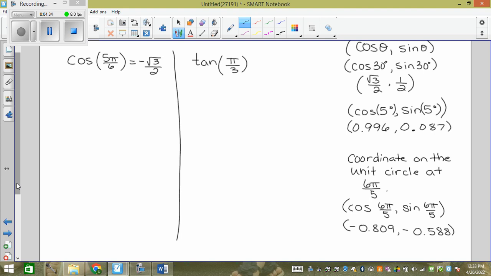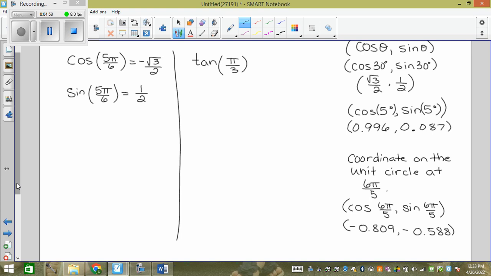Now if I asked you, so we were always giving coordinates because I asked for the coordinate, but now we're going to go over ones where it's singular. So say I ask you for sine of 5 pi over 6. What's that going to be? 1 over 2, because it's the y at 5 pi over 6. So cos is always just the x. Sine is always just the y.